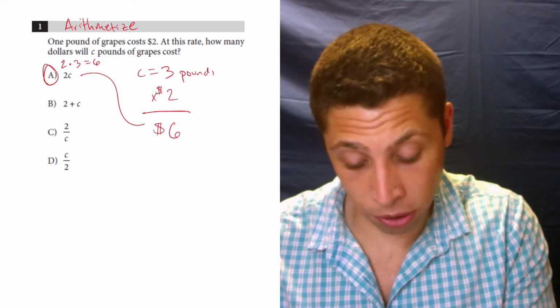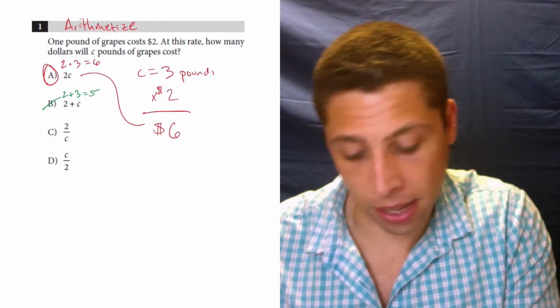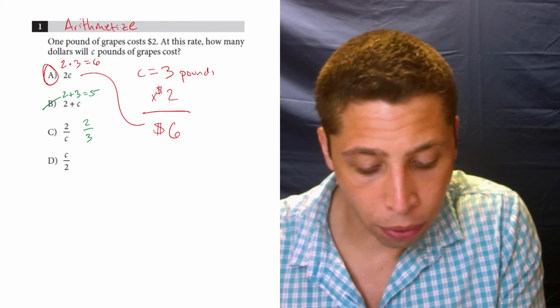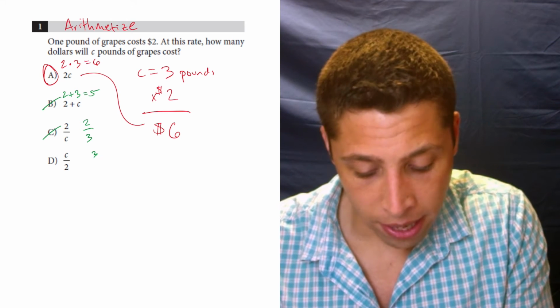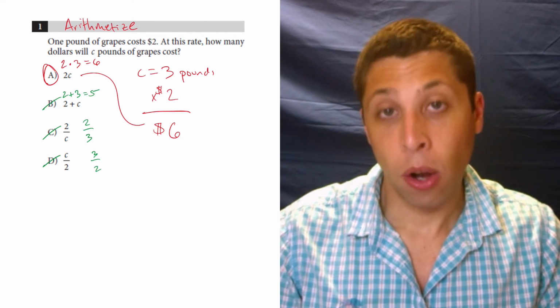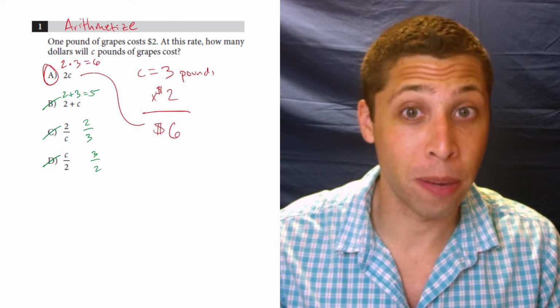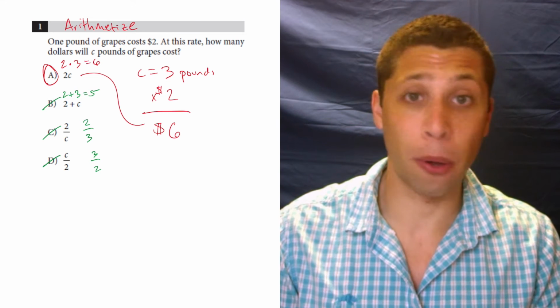In the wrong answers, 2 plus 3 is 5, so 5 is not 6, that goes away. 2 over 3 is 2/3, that's not 6. And 3 over 2 is 1.5, so that doesn't work either. Hopefully you do not need to know how to do that for this question, you just kind of know it, because this idea does come up in all sorts of places.